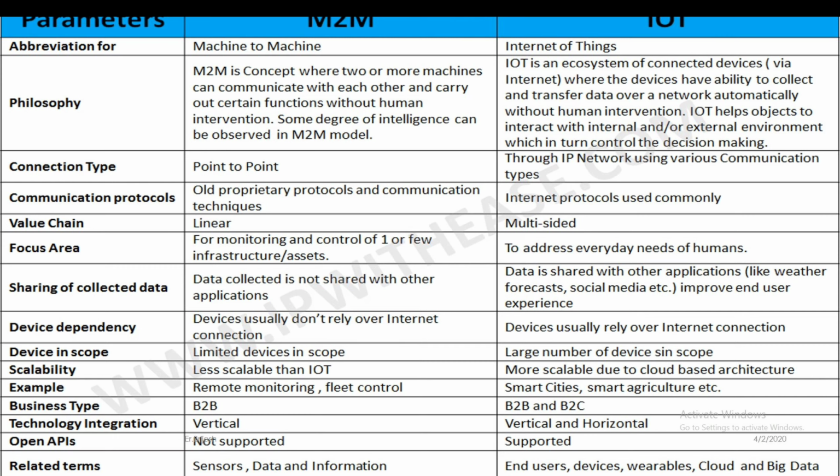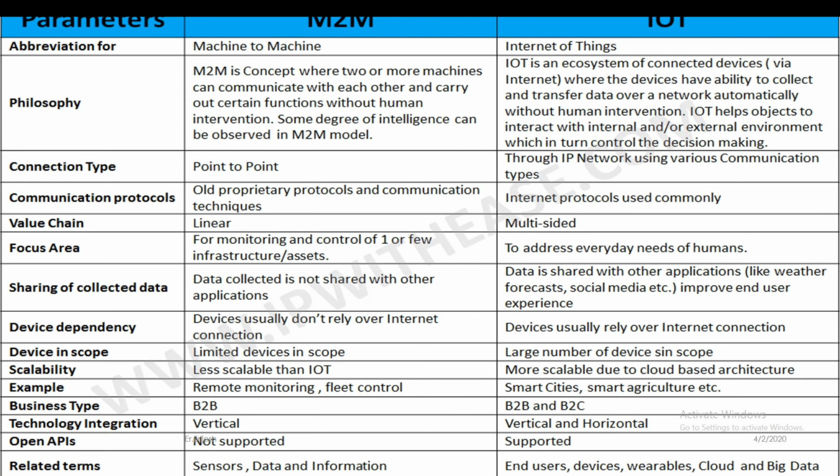On the other side, IoT is an ecosystem of connected devices via internet. Mark the term via internet. In IoT we need internet, in M2M we don't need internet. The devices have the ability to collect and transfer data over a network automatically without human intervention. IoT helps objects interact with the internal or external environment, which in turn controls decision making. As you can see, in M2M we don't have human intervention, and in IoT we also don't have human intervention, but in IoT we use internet, whereas in M2M we don't use internet.